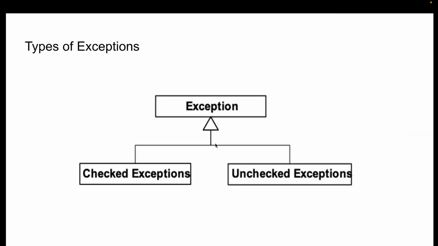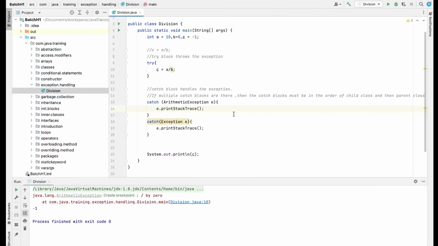So see, now we have this slide on types of exception, and this is checked exception and unchecked exception. So checked exception and unchecked exception, what are these? Basically in Java, there are certain exceptions that will come at compile time and certain exceptions that will come at runtime.